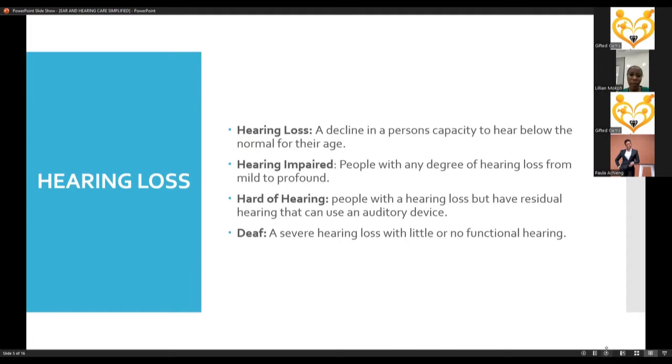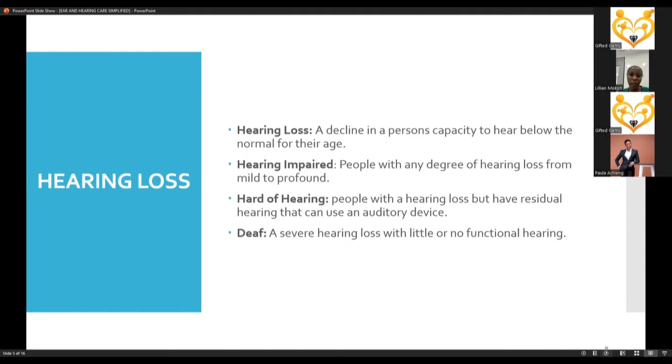A person who is hard of hearing is somebody who has a hearing loss but can hear something, especially when they use a device like a hearing aid in order to hear. That is a device that is used to amplify sound. Those are the group of people that we call hard of hearing. They are able to hear, but they have a residual form of hearing.